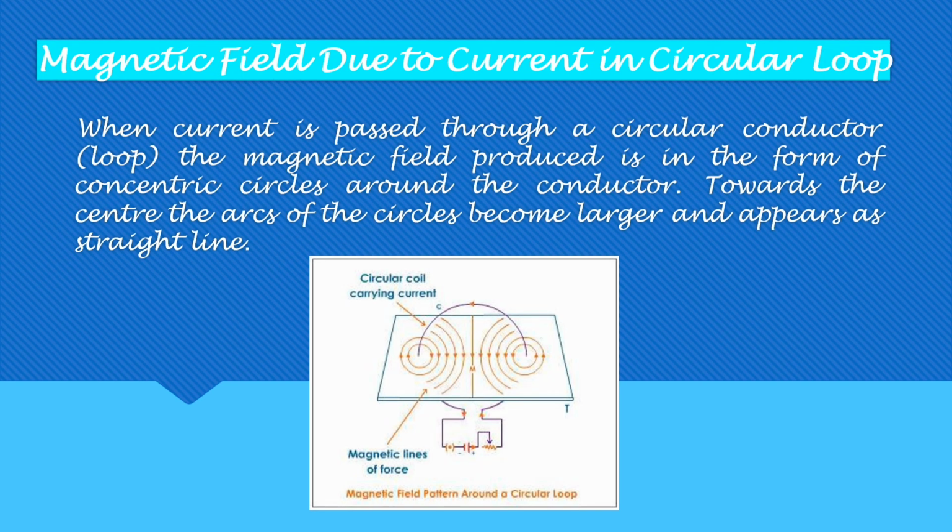Magnetic field due to current in a circular loop. When current is passed through a circular conductor, the magnetic field is in the form of concentric circles, and towards the center of the arcs the circles become larger and larger and appear as a straight line in the middle.